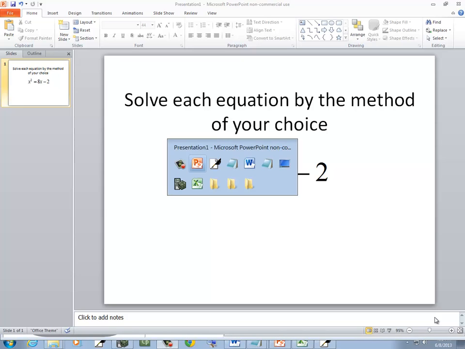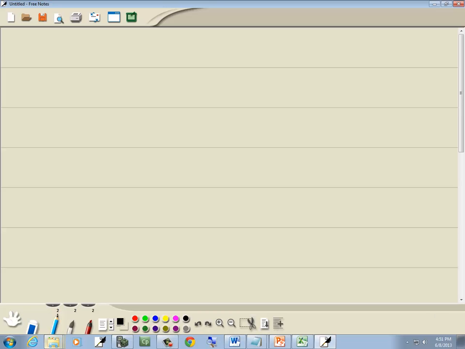Let's take a look at this equation. So let me get my pen to work. There it goes. x squared equals 8x minus 2.